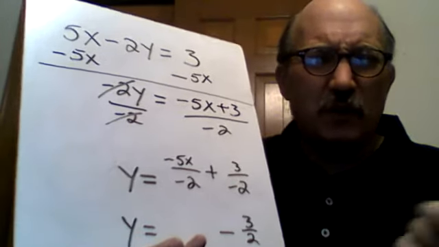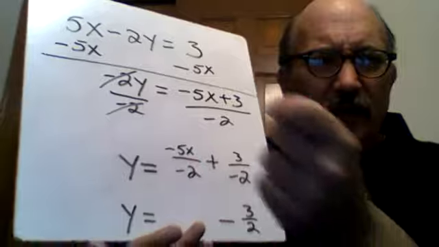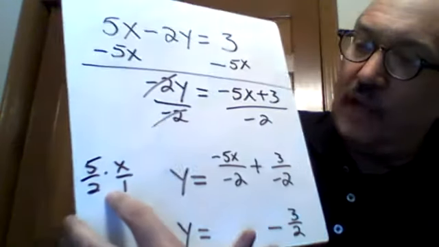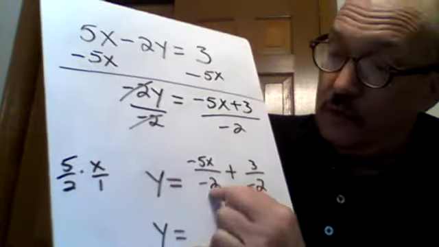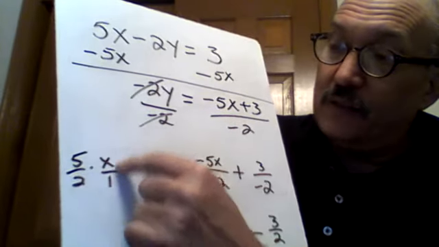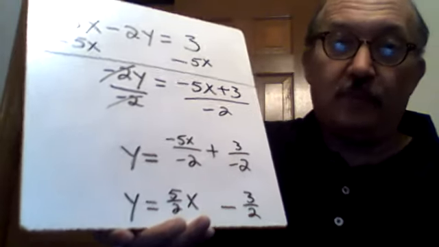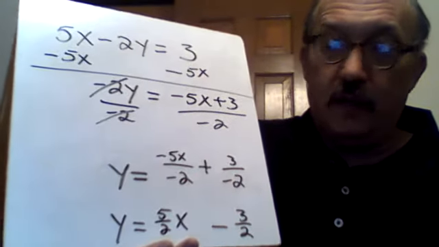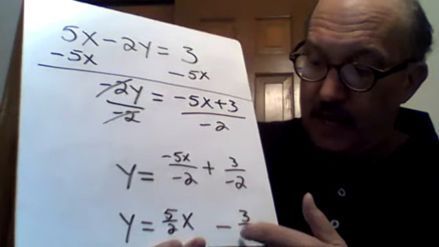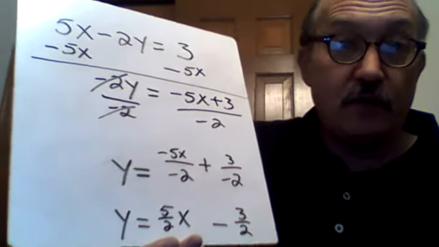Now what about that 5x over 2? Remember what we did last time? That could be thought of as 5 over 2 times x over 1. 5 over 2 times x over 1 would be 5x over 2, which is equivalent to this. But x over 1 is x. So this becomes 5/2 x. This is the so-called slope-intercept form of the equation of a line, where 5/2 is the slope of the line and negative 3/2 is the y-intercept.